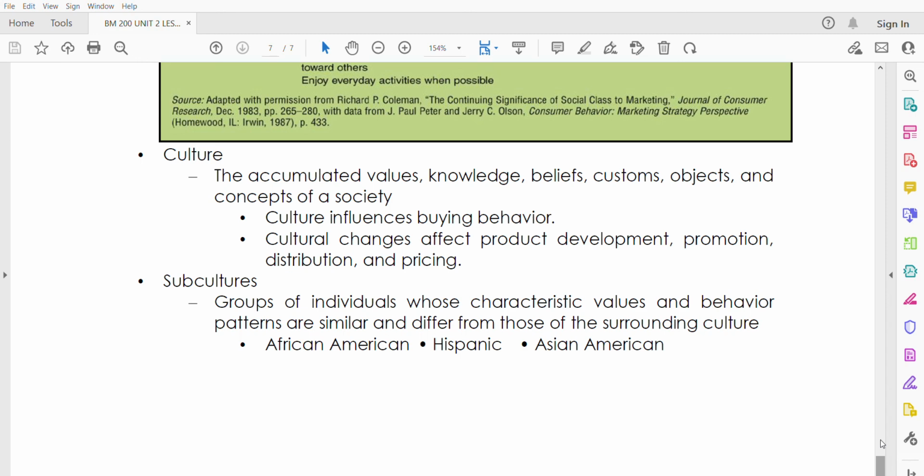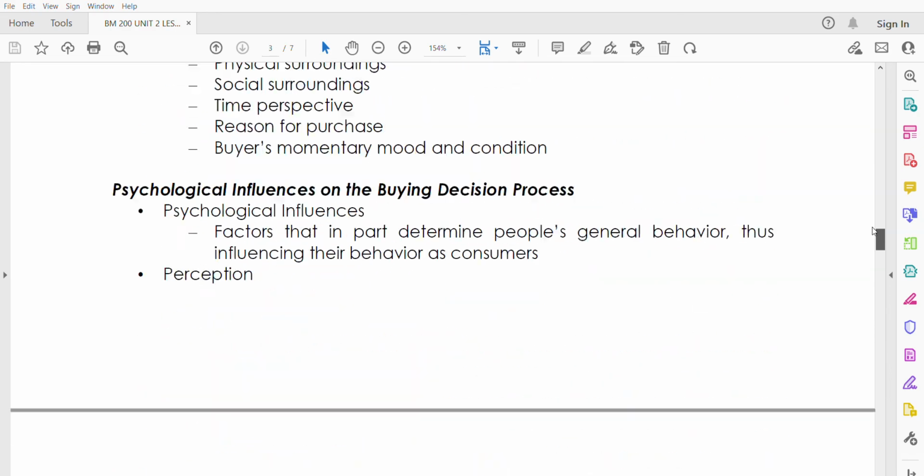We observe, syempre karon kung ana kayo on TikTok, so kung say uso nila dito, we get an idea, we imitate or we emulate them. So that would also affect the buying behavior of the consumers. So that's subcultures. And that also ends our lesson 2.